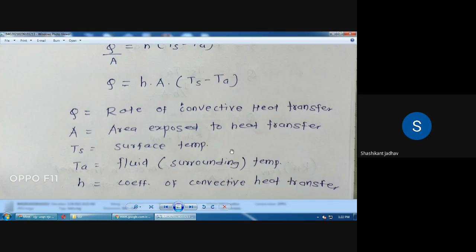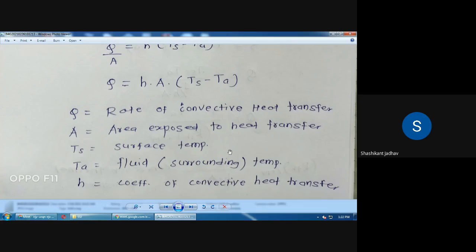We know the unit of k, thermal conductivity, is watt per meter degree Celsius. Then anyone tell me what is the unit of h, the heat transfer coefficient related to convection? Anyone, unmute yourself and tell me the answer. Arthi has put the answer: watt per meter square Kelvin. Okay, so the answer is watt per meter square Kelvin.